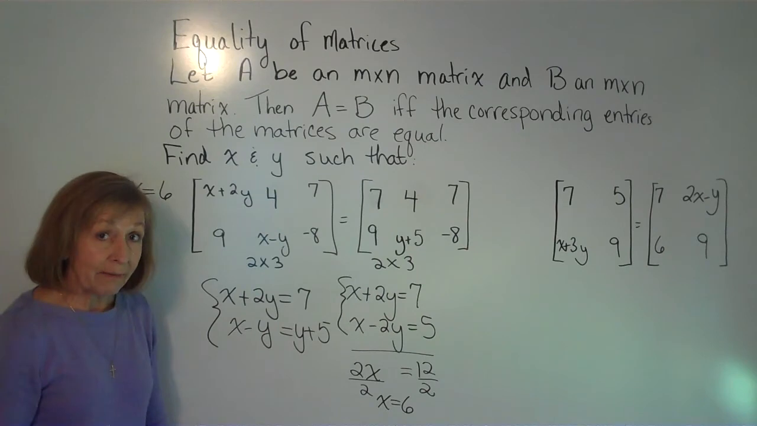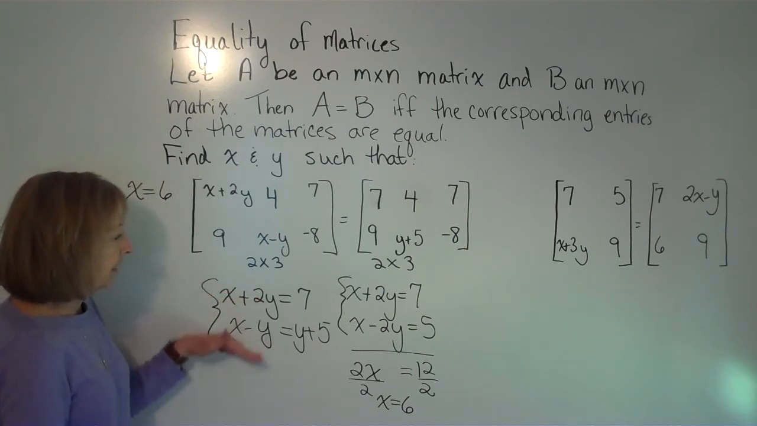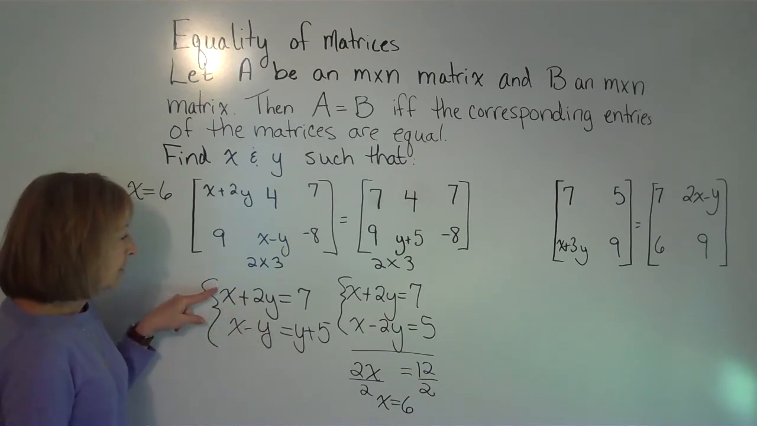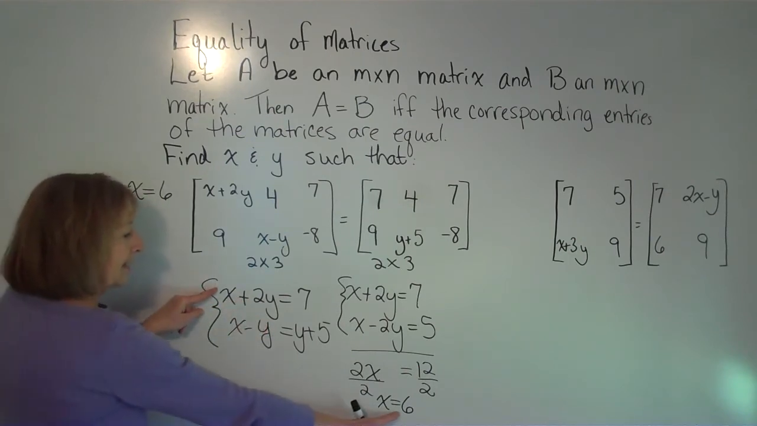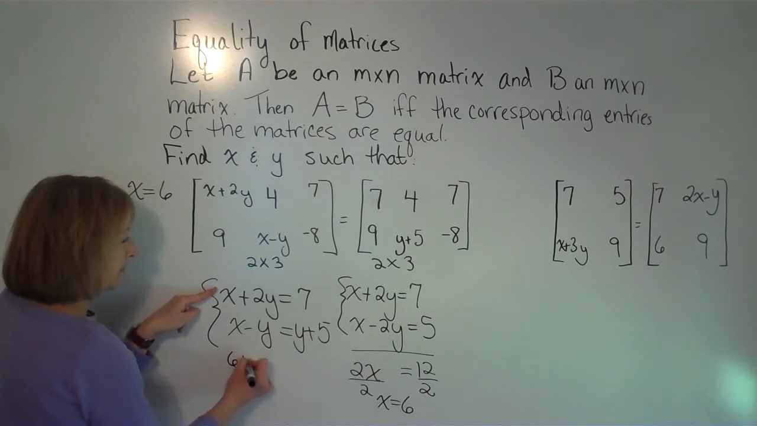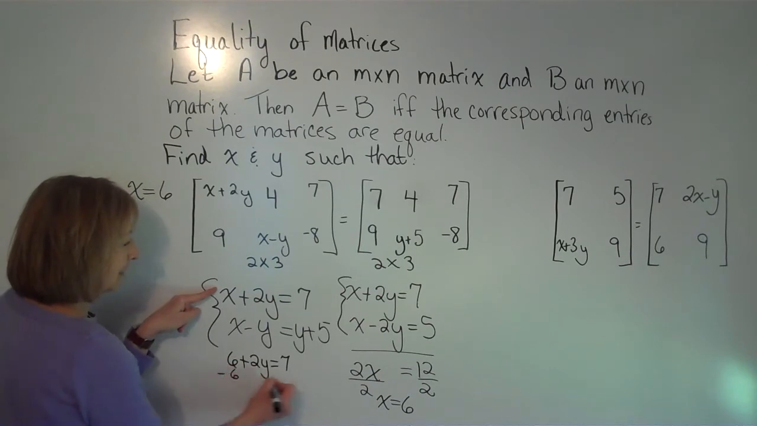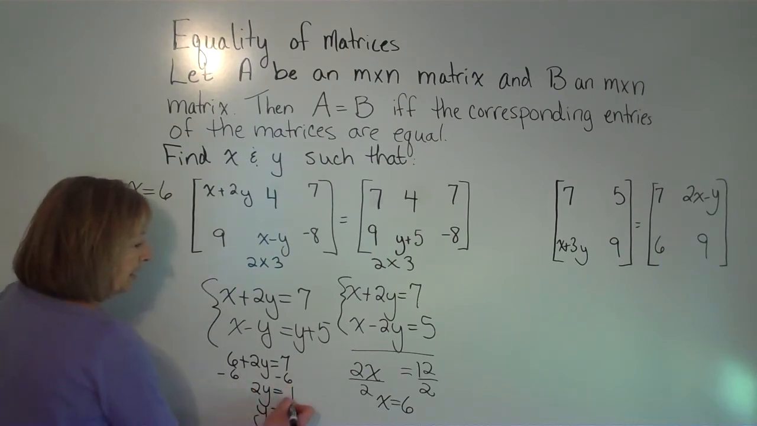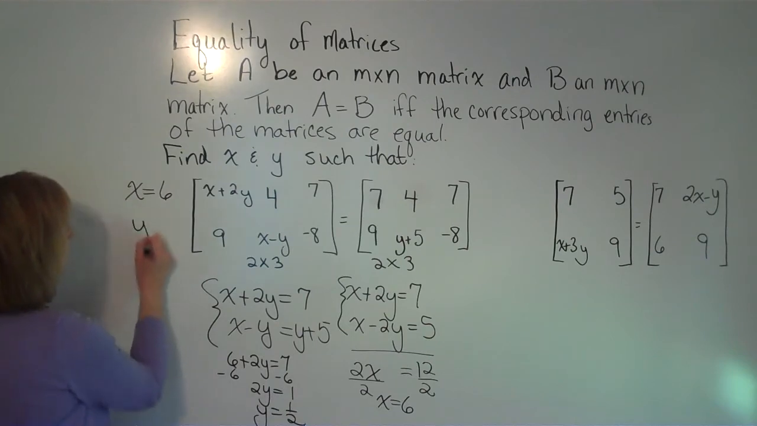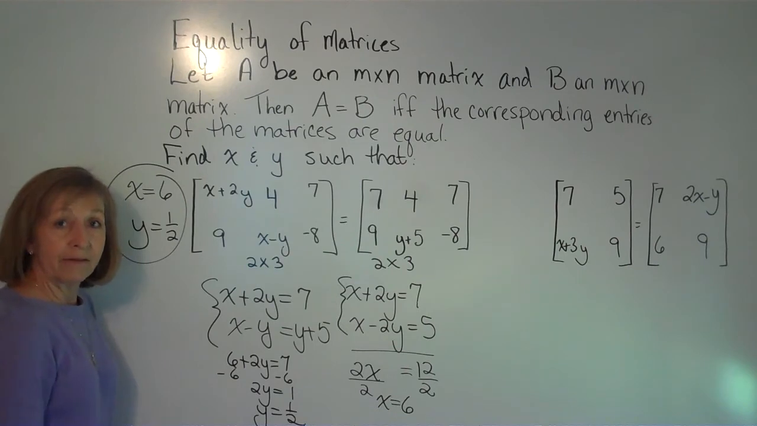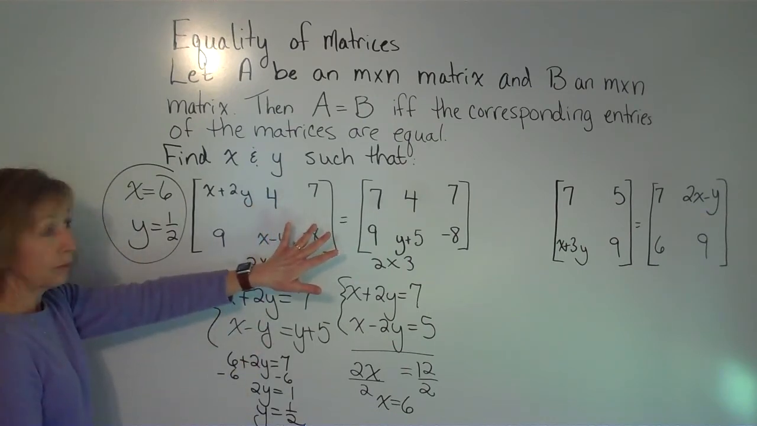And then I still need to find my y value, and I can find it by plugging the x value in either of these two original equations. So let's go ahead and put it in this top one. X is 6, so 6 plus 2y equals 7. Subtract the 6 from both sides. 2y is equal to 1, and then divide both sides by 2. Y is equal to 1/2. So those are your x and y values that make those two matrices equal to each other.